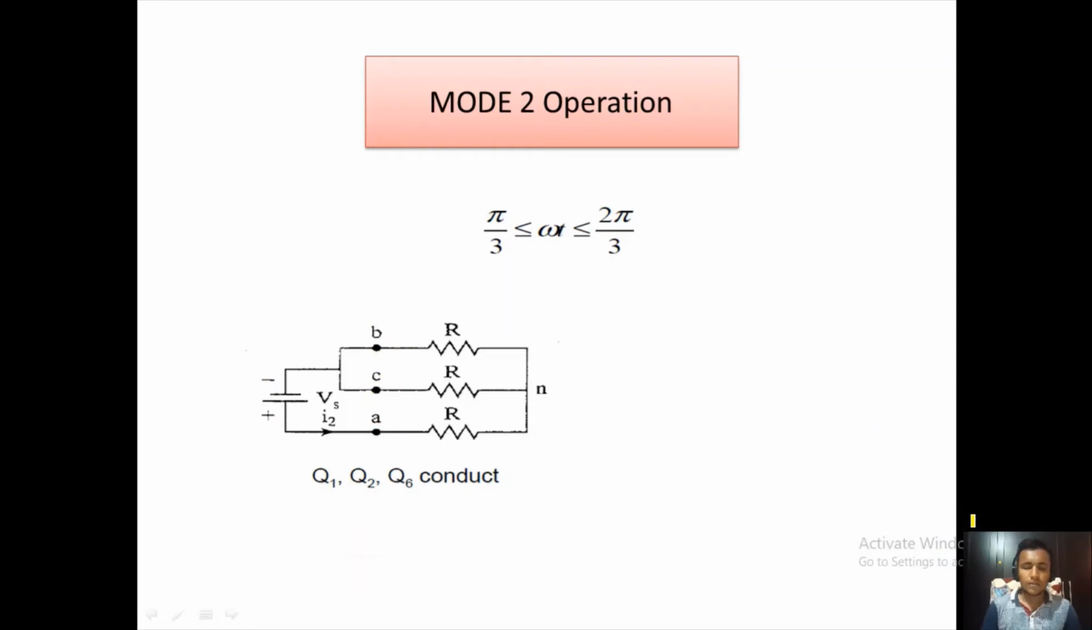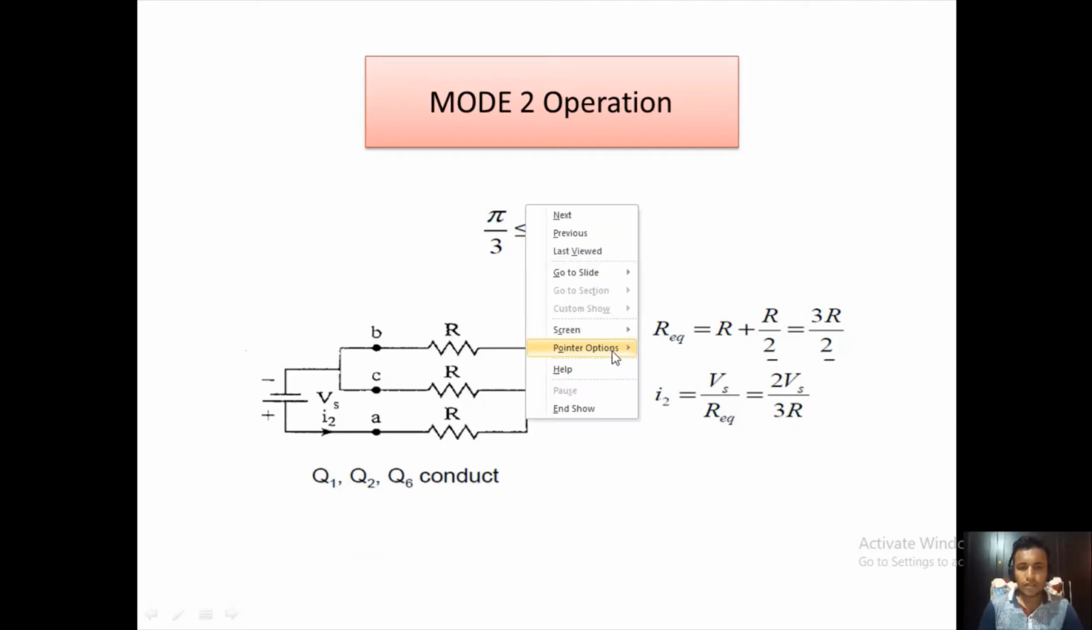Now similarly we have to find the equivalent resistance. The equivalent resistance of this combination is a series resistor R and the parallel combination R by 2, that is 3R by 2. And if we find the current I2, then I2 is equal to Vs divided by the equivalent resistance, that is, similar to mode 1, 2Vs by 3R. Now here we have to find the phase voltage.